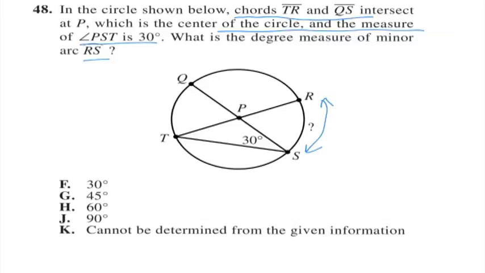First of all, when I have these lines inside, this is a radius and this leg is a radius, which tells me they are equal. And in a triangle, when the opposite sides are equal, that means the angles are equal as well. So that would be 30 and this would be 30. Now, we know that 180 minus 60 is equal to 120. So this angle has to be 120, which makes this angle 60 degrees. And the rule is that if the central angle is 60 degrees, then the arc is 60 degrees as well, making H the answer to 48.